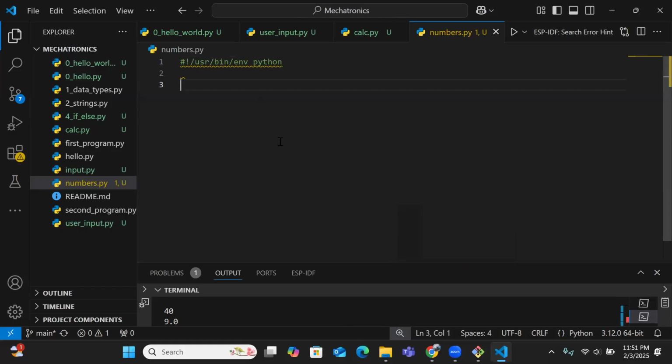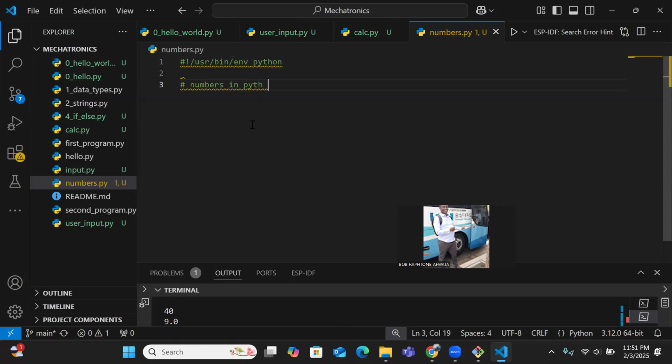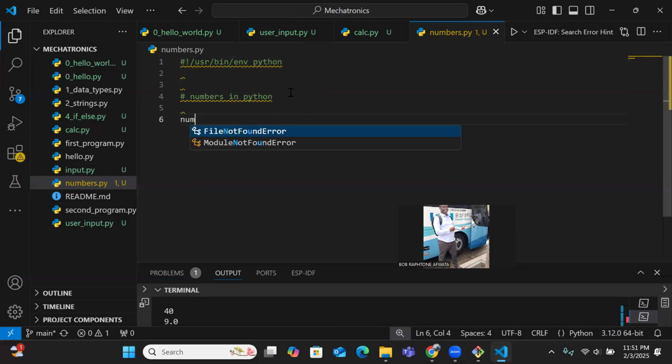Yes. Okay. So I want you to type with me. There is what is called commenting in Python. So if you do hashtag and then you say numbers in Python, can you see it is green? This line is green. Compare it to this line, which I say number.